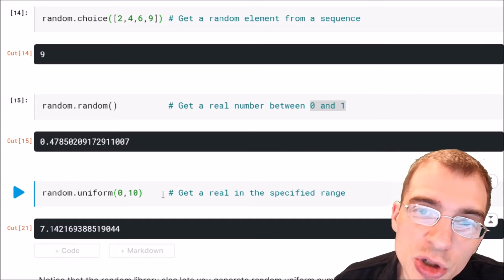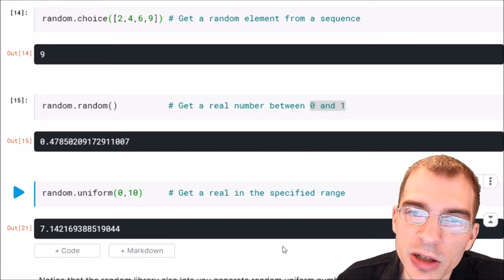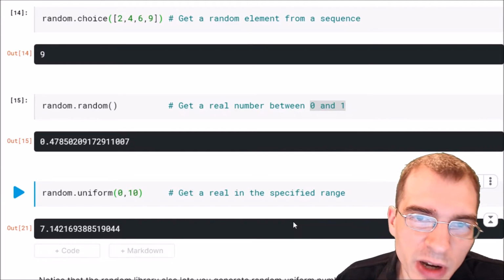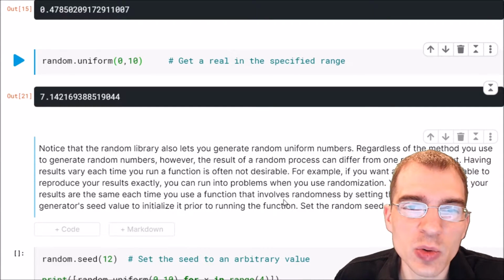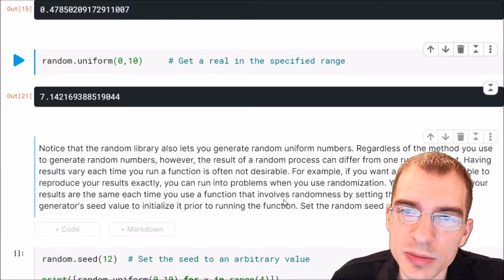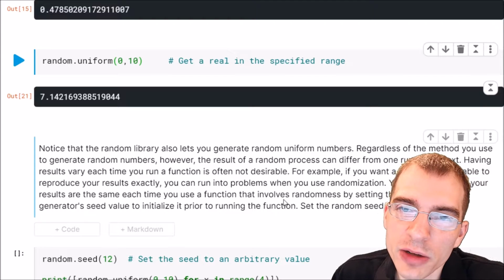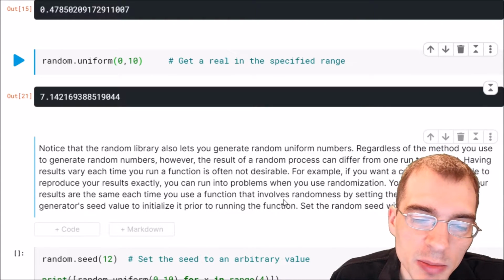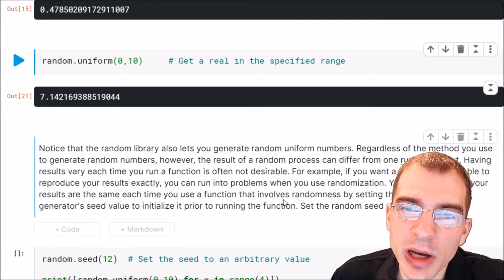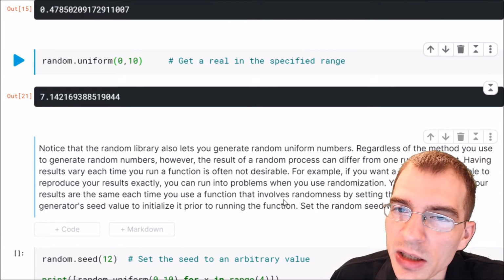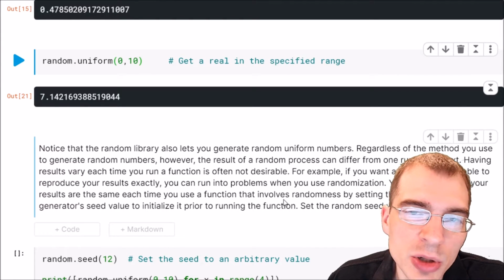Now, on the one hand, that's good because with a random number, we should be seeing different numbers every time because it's random. On the other hand, having results vary from one run to another is not necessarily a good thing if you want your results to be reproducible. You can ensure that your results are the same each time you run a function that involves randomness by doing what's known as setting the random seed. So the numbers generated by random number generators in Python and other programming languages are generally not truly random. They're what's known as pseudo-random.